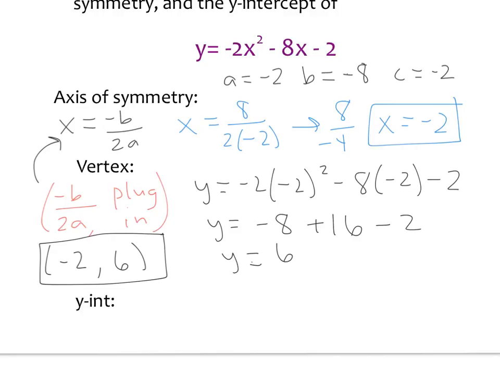Last but not least, the y-intercept. If you recall from our notes, this is whatever c is, in the form of (0, c), because if we were to plug in 0 for x, 0 times anything is 0, minus 0 times anything is 0, minus 2 would be -2 for our y-intercept. So here our y-intercept is (0, -2).